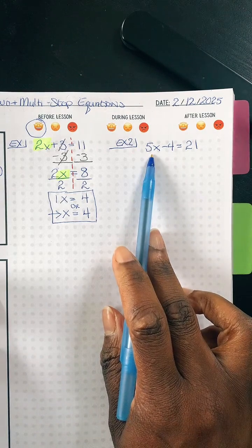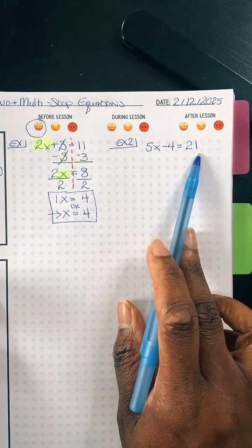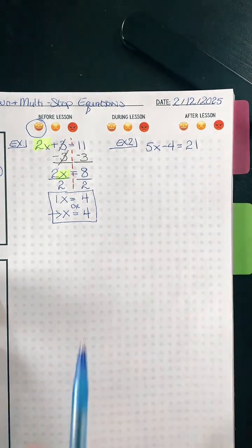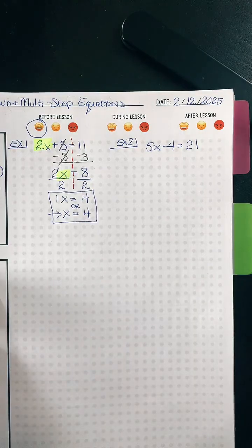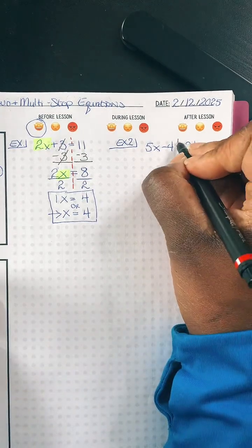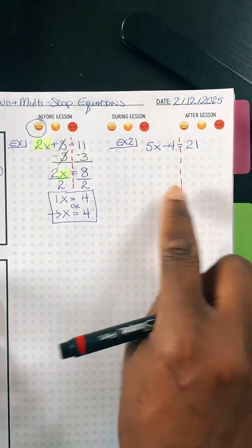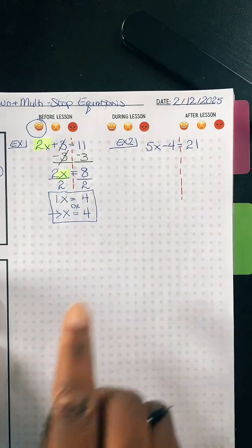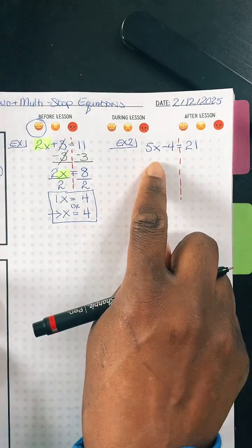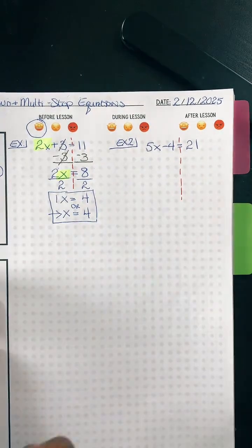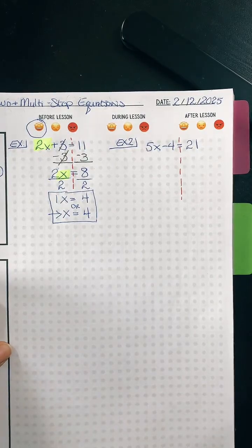So we have 5x minus 4 is equal to 21. Just like I mentioned, the equal sign is what we're basically finding as the even point. We need to balance things out. But our goal is to isolate this variable, this x. So we have 5x minus 4 is equal to 21.